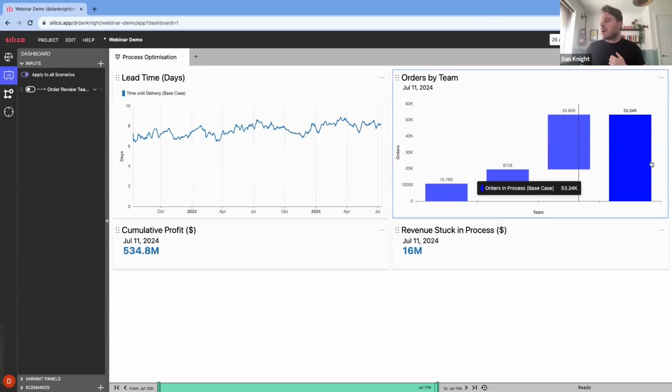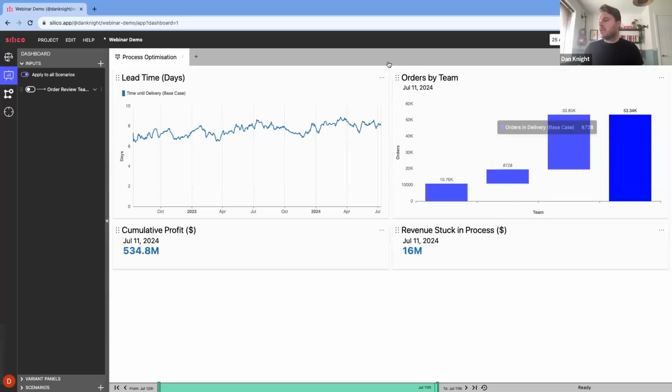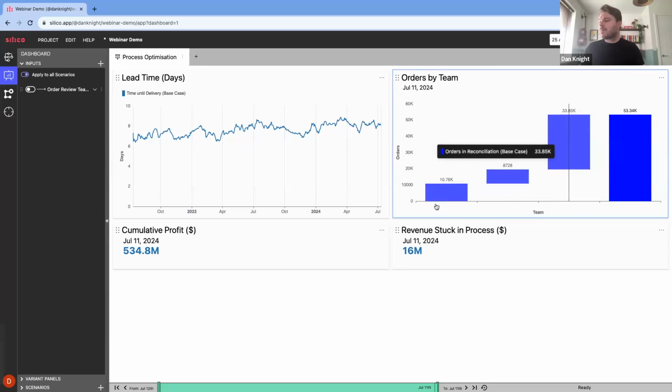We then look at our orders by team here. Going back to what I mentioned on the previous screen, we have split up the order into 3 different teams: our orders in review, our orders in delivery, and our orders in reconciliation. That tells us where in the process most of the orders are sitting at any one time. And in total, we can see our total backlog of orders that are in the process.